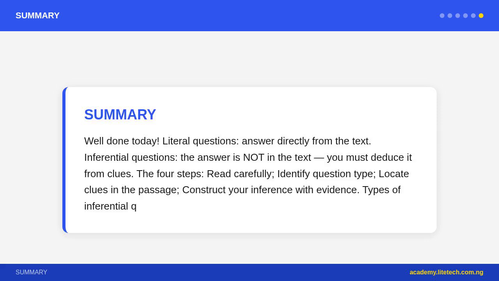For homework, read any newspaper article or story passage and write 2 inferential questions about it. Then write model answers using the 4-step strategy.